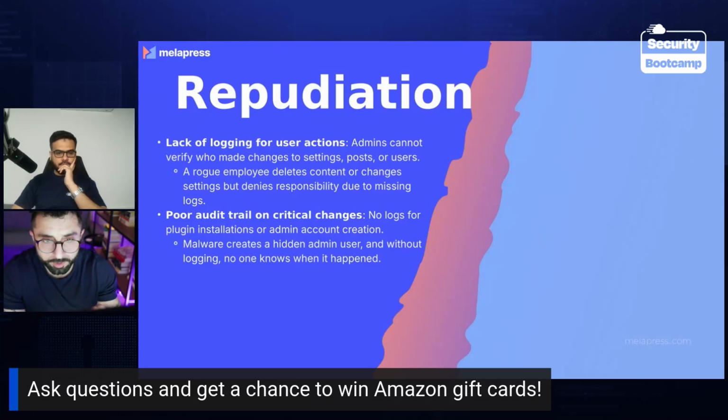It can also happen if we do not have an audit trail, or have a poor audit trail, on critical changes, such as plugin installations and admin account creations. There's a big chance that you won't know. It's one thing if you have one user and a handful of plugins, but if you have hundreds or thousands of users and many plugins installed, one new user or one new plugin, you're probably not going to notice it.